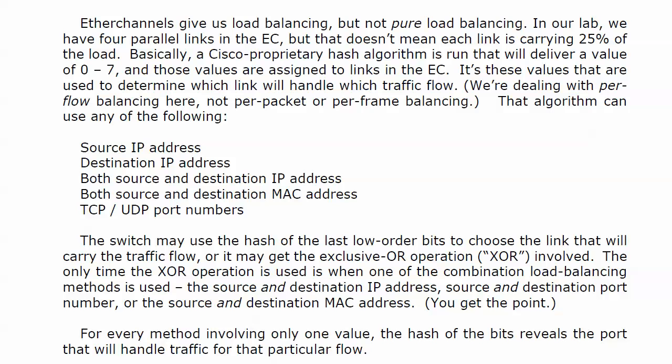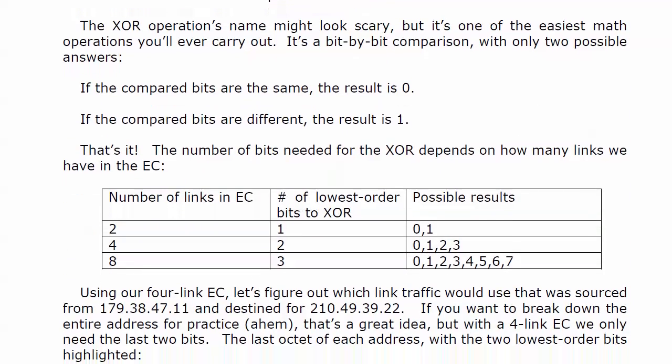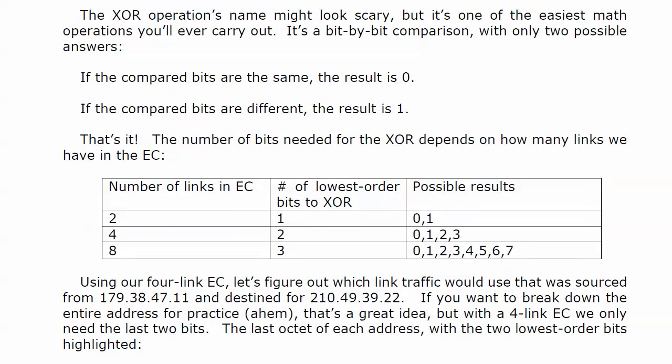Now, the XOR operation, that even sounds scary. Anything with an X in it, it's like, I don't know if I want to do that. But it's the easiest operation you'll ever carry out. All the stuff you learned as far as binary and subnetting, hopefully from me, for your CCNA studies, it's child's play compared to that. And even that's easy to you now. It's a bit-by-bit comparison. That's all it is. And there are only 2 possible answers, which we love. If the compared bits are the same, the result of the XOR is 0. If the compared bits are different, the result is 1.